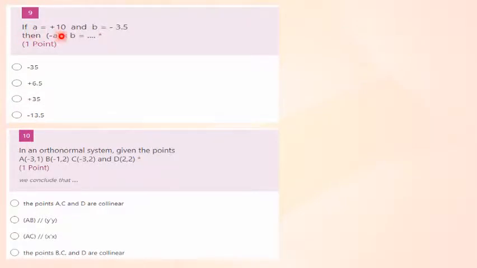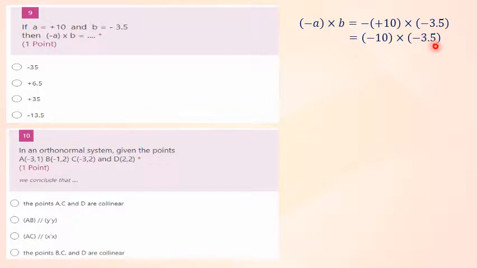If A equals plus 10 and B equals minus 3.5, let's multiply together A times B. Here we have A is plus 10 and B is minus 3.5, so it's plus 10 times minus 3.5. We have two negative signs, so the result is positive, and 10 times 3.5 is 35. So the correct answer is here, part C.